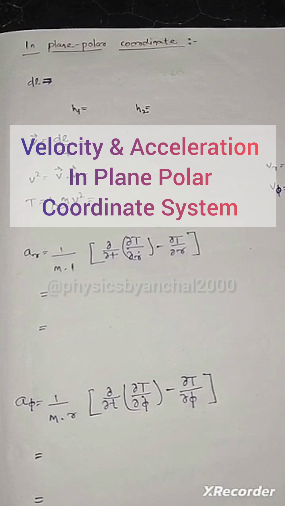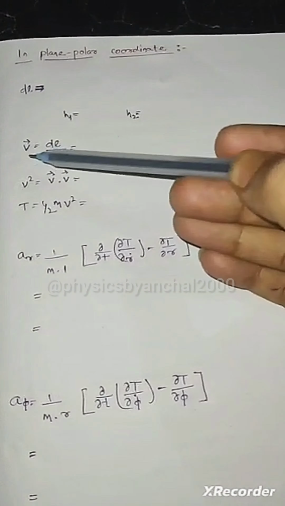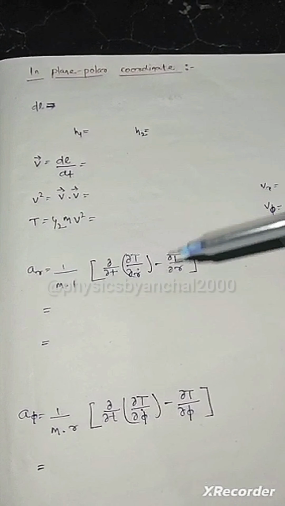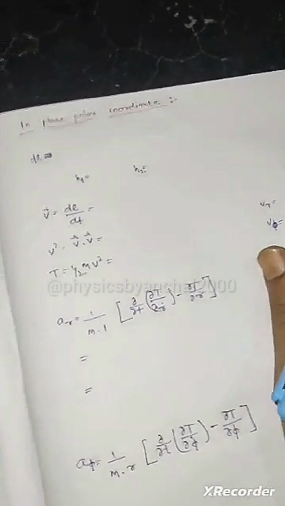Hello, today we are going to see the motion of a body in plane polar coordinates, and what is velocity and its component of acceleration, and some special cases like uniform circular motion, non-uniform circular motion and the plane motion in plane polar coordinate system. Let's see how.